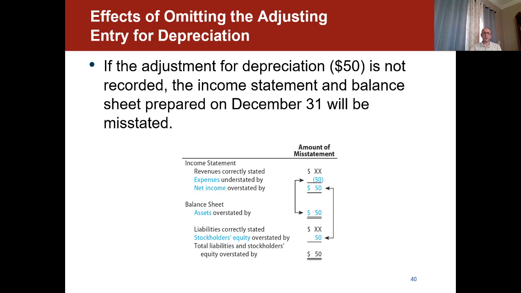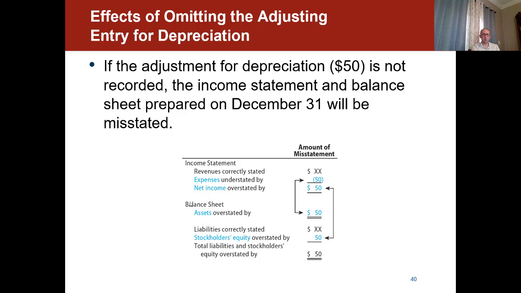So what is the effect of forgetting to record this adjusting entry for depreciation? In other words, the effect of omitting the adjusting entry for depreciation. If we omit the recording of depreciation expense in an adjusting entry, you can see that revenue is not affected on the income statement, but expenses would be understated because the amount of depreciation expense would not be recorded. And then net income would be overstated because when expenses are understated, net income would be overstated.